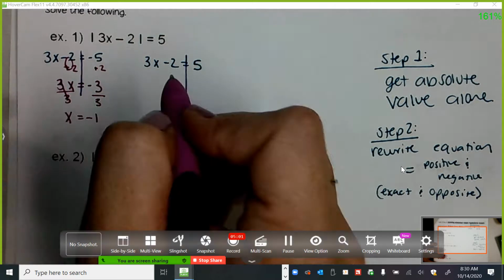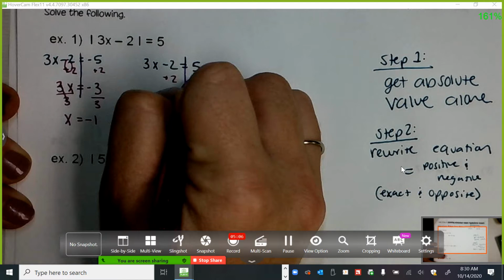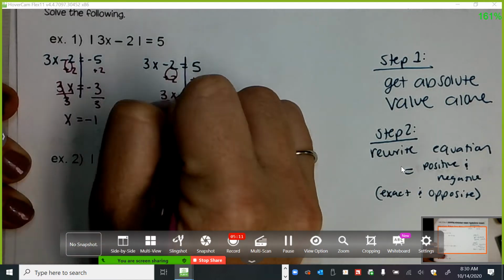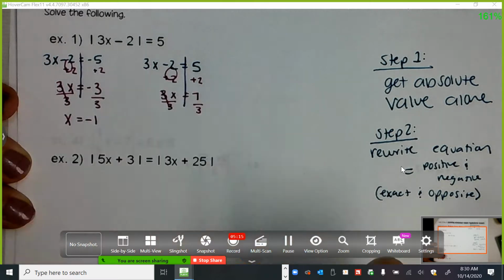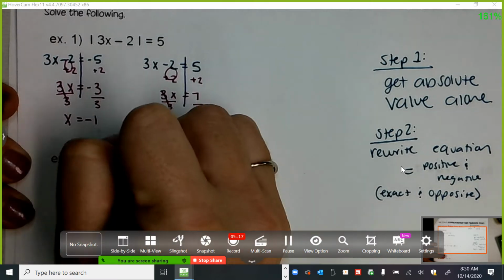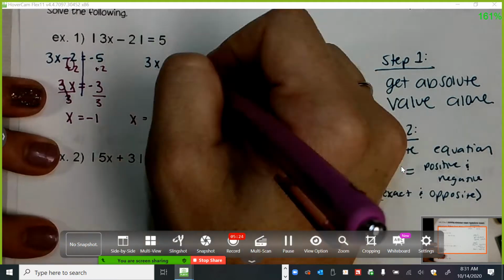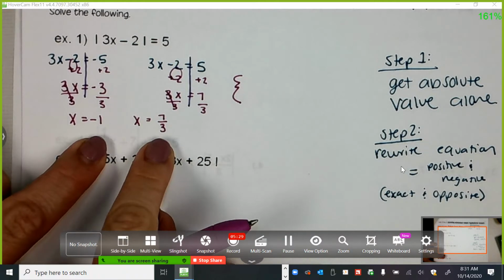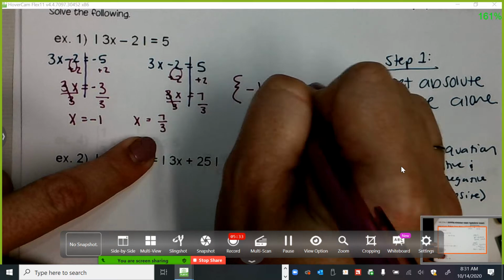Okay, so what do I do here? Isn't it the same steps? It's the same equation, just equals a positive 5. So I get 3x equals 7. Divide by 3, divide by 3. Does that simplify? No, so I get x equals 7 over 3. Now, the way you're going to write your answer is inside fancy brackets. And you always pick your smallest one first. Which one's smallest? Negative 1, comma, 7 over 3.